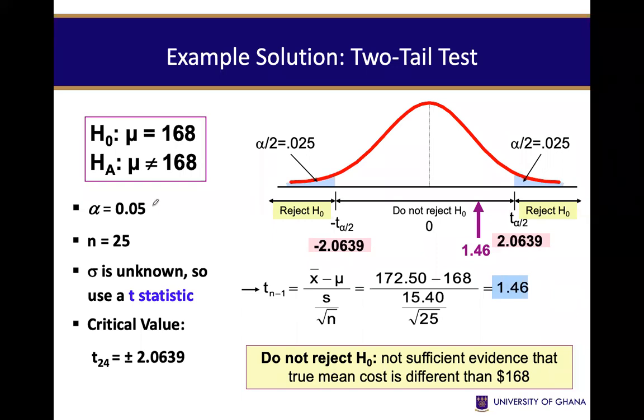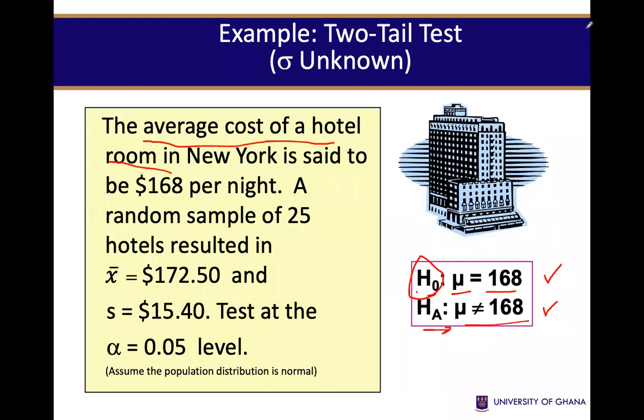Now, the next thing we have to do is specify our parameters. Alpha is 0.05, and the sample size is 25, right? So basically, that is what we have.